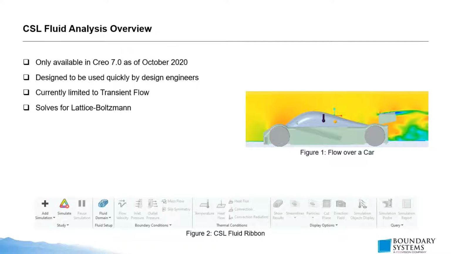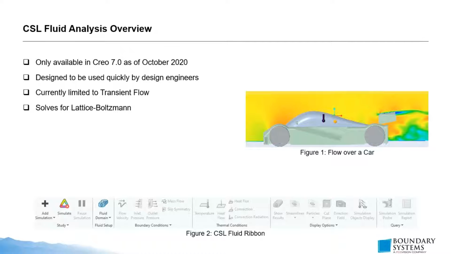You'll still be able to see trends of information. The numbers might not be the best in the world, but as you make changes, you'll be able to see the effects. However, as of now, since this is brand new, there's still a couple of limitations. The main one is that we're currently limited to transient flow.